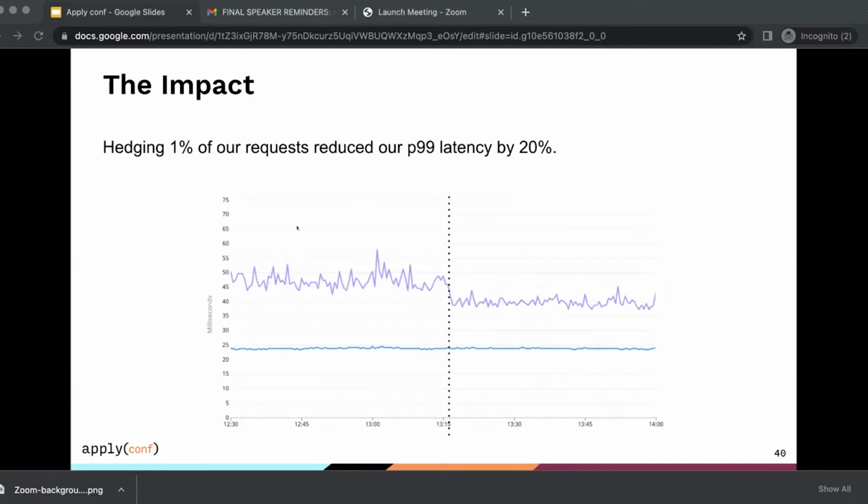So here's what it did for us. We actually found that the diminishing returns kicked in really quickly for request hedging. And we topped out at about hedging about 1% of our requests. And just by adding that 1% of additional load, we were able to cut our P99 latency down by about 20%. And as you can see, the purple line is the P99 latency, and the blue line is the average. And as expected, this isn't really going to bring down your average latency. It really is meant to target the long tail.